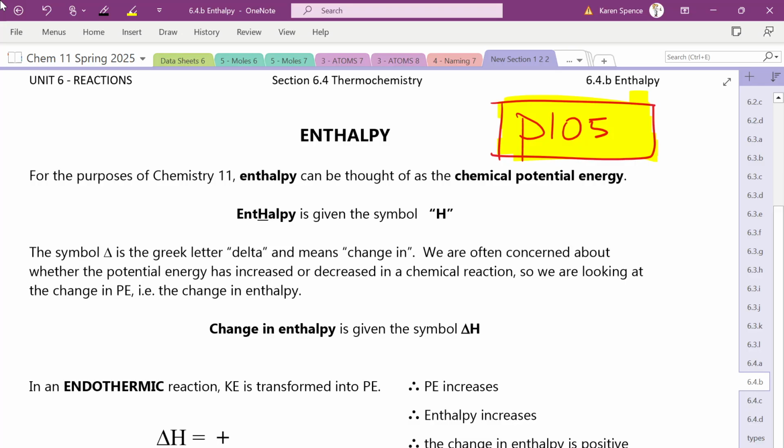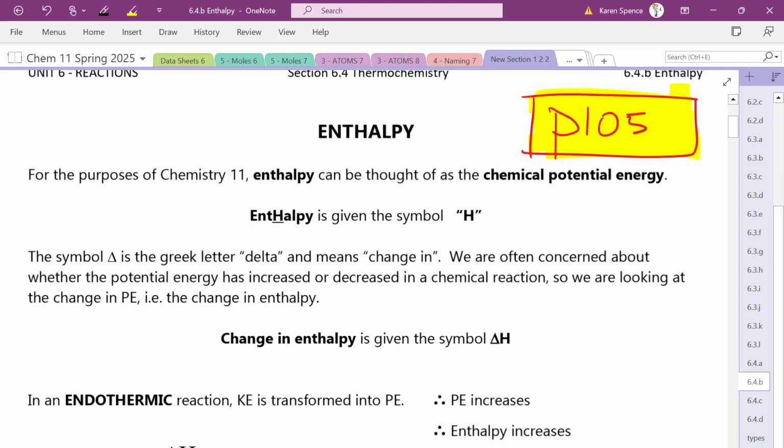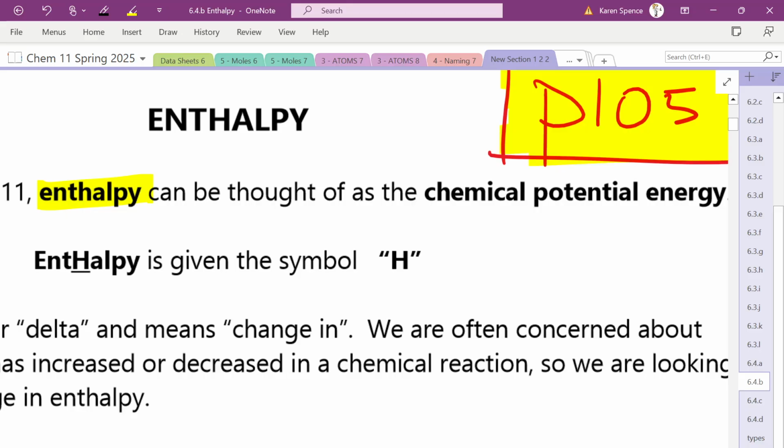And today we are looking at enthalpy. That's a new word, okay? For the purposes of Chemistry 11, enthalpy can be thought of as the chemical potential energy. That is not the true definition of enthalpy. But once again, just like heat isn't really kinetic energy, enthalpy isn't really the chemical potential energy. But I'll read you the definition and you can decide whether you like it or not.